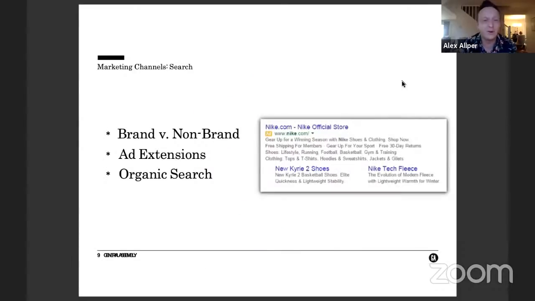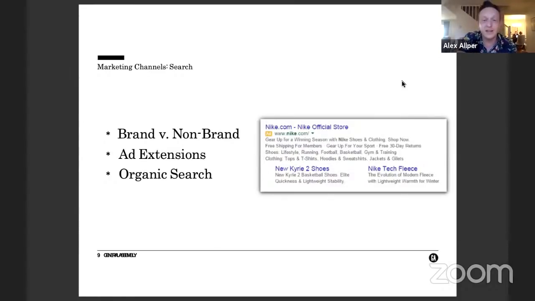So here's an example of an ad that we're going to talk about right now, the difference between a branded ad and a non-branded ad. We'll also talk about ad extensions and then some organic search. Organic search, super easy. If I open up Google and I ask a question, or if I'm looking for Levi's jeans, this is what I'm organically going to search. Is your ad going to show up when you search that?